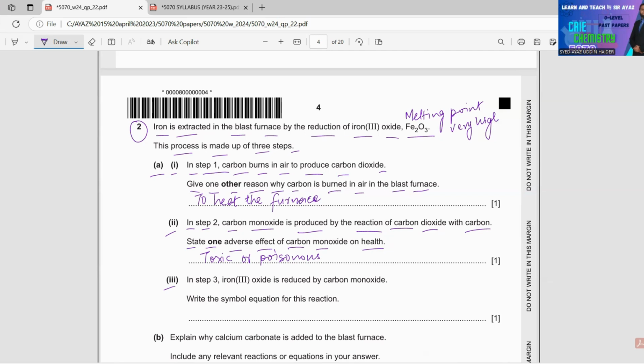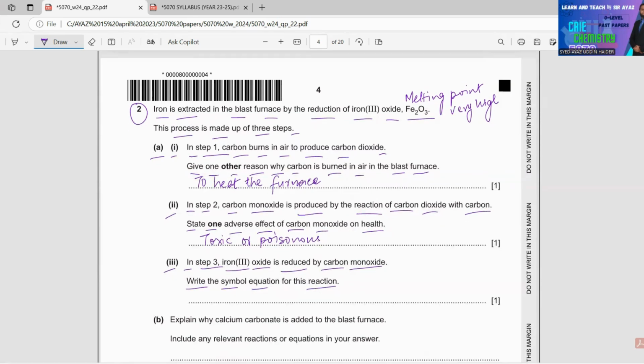Number 3, in step 3, iron 3 oxide is reduced by carbon monoxide. Write the symbol equation for this reaction. Now we have to write the reaction equation between iron 3 oxide and carbon monoxide. The formula of iron 3 oxide is given, it's Fe2O3. Carbon monoxide is CO. It's the reducing agent in the blast furnace and it will convert this iron 3 oxide into iron and the other product produces carbon dioxide.